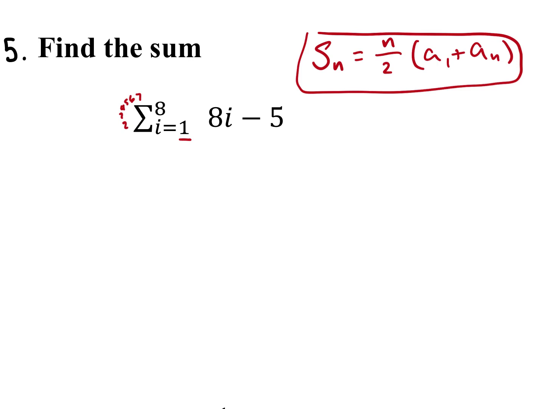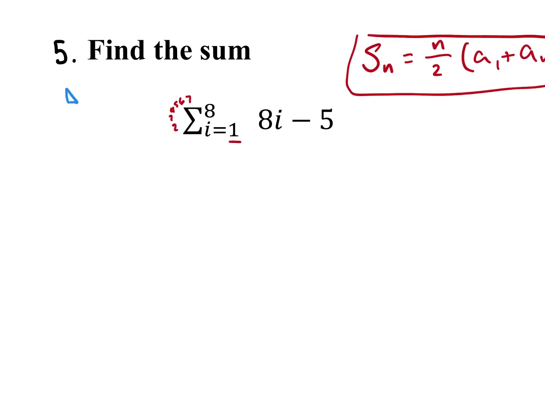So to figure out what n is, you would do the last minus the first plus 1. So this would be 8 minus 1 plus 1, which is 8. Yeah, but if your n's like 200 numbers, you can't sit there all day and add up 200 numbers. So you may need to use the formula.